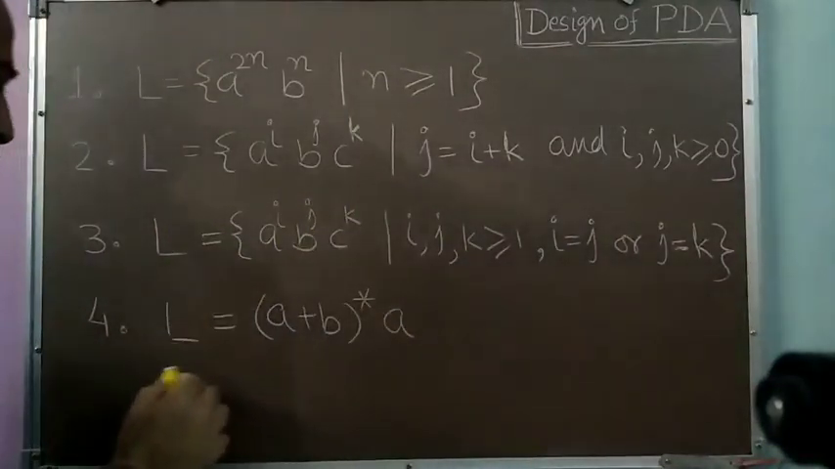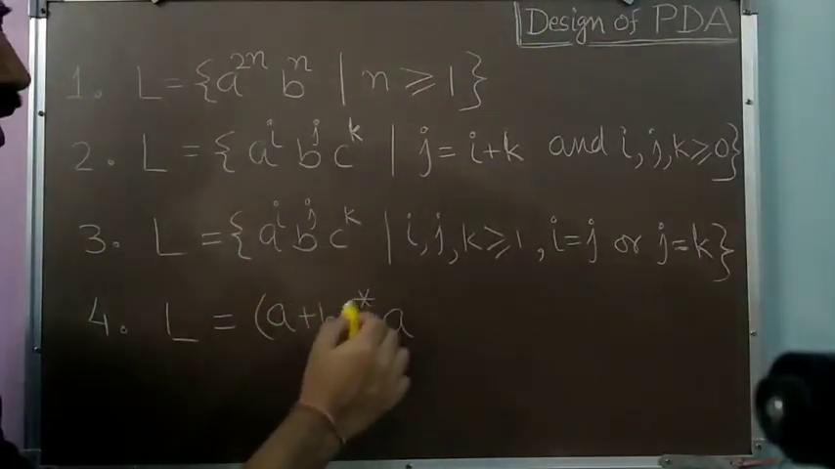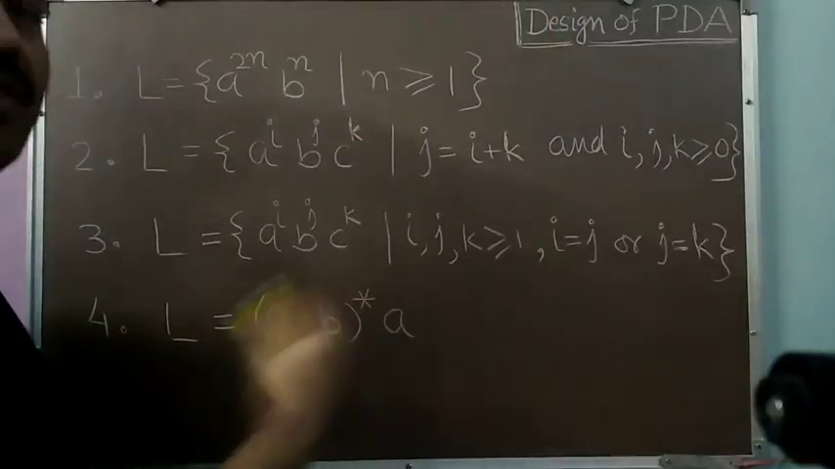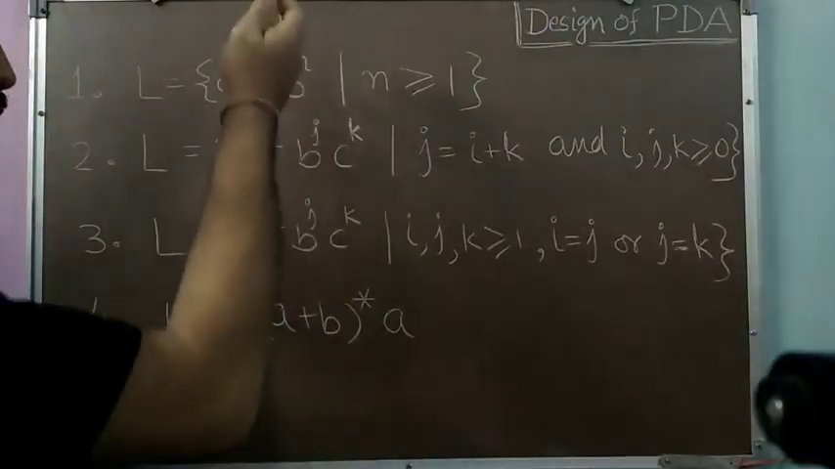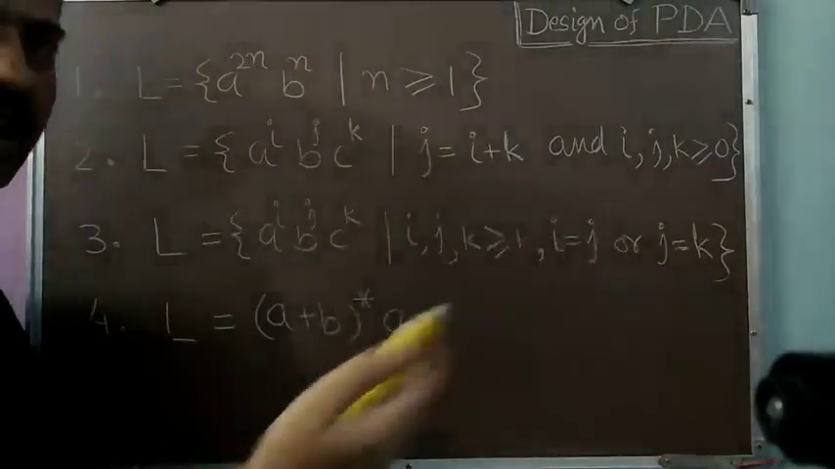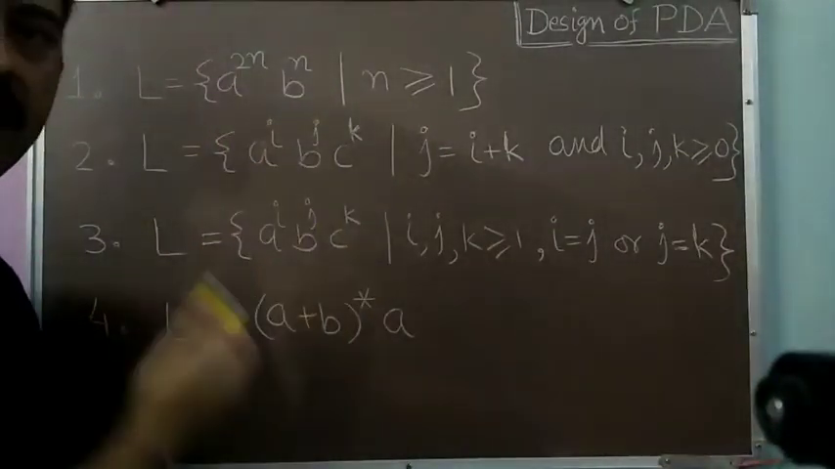And the last one is L equal to (A plus B) asterisk A, meaning all words over A and B ending with an A. So this is the language. Corresponding to these four languages, you try to make PDAs on your own. In the next session, we will discuss their solutions.